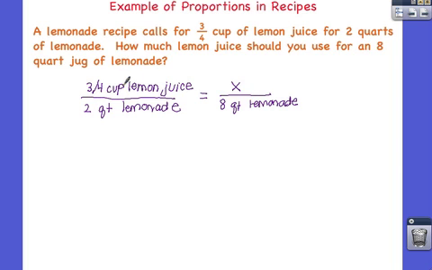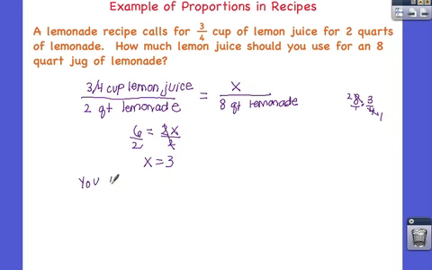Now we can go ahead and solve this by using cross products. So we do 8 times 3/4, 8 over 1 times 3/4. You can cross reduce since we are now multiplying the fractions. And you end up with 6 over 1, or 6. So this times this equals 6, equals 2 times our x. Divide both sides by 2, and you get x equals 3. And since it's in our numerator, the unit is cups of lemon juice.